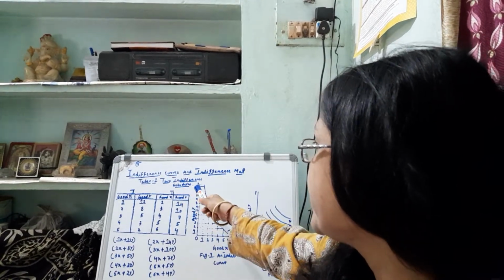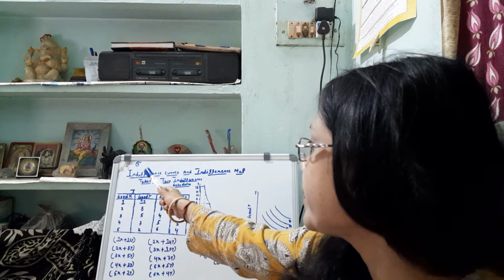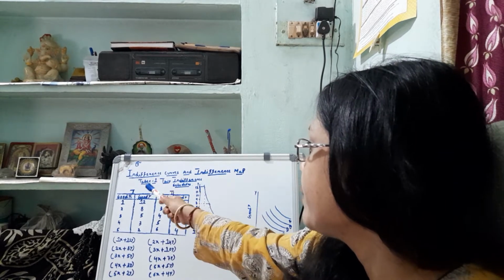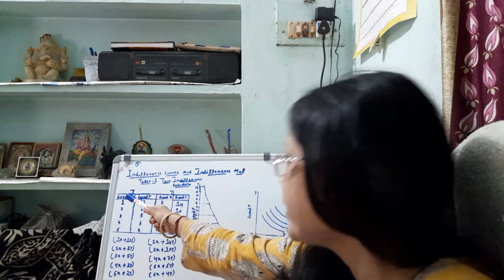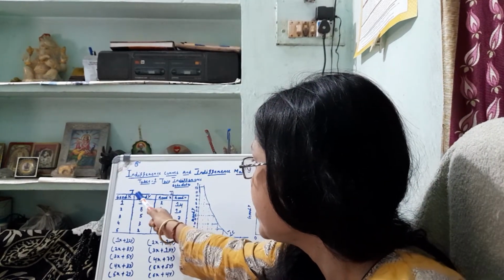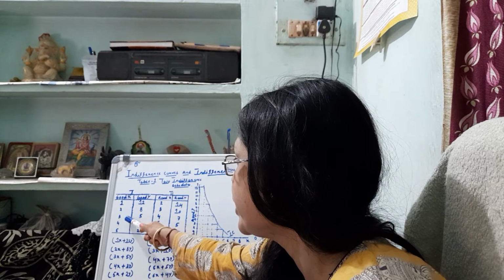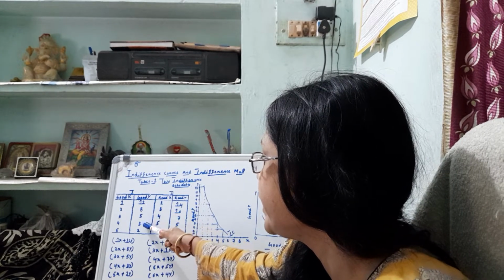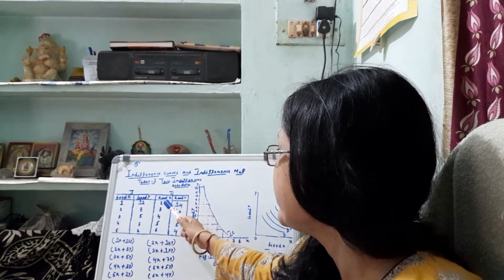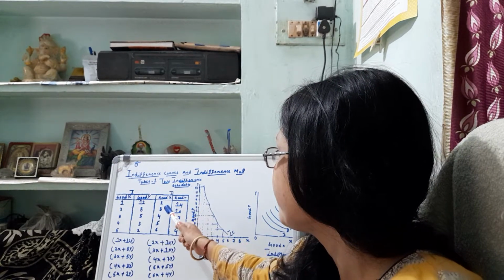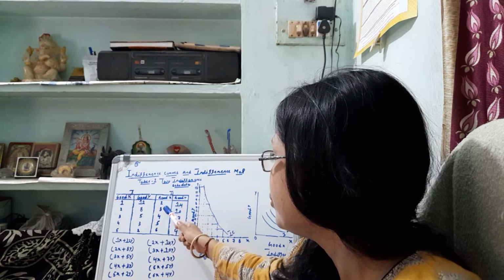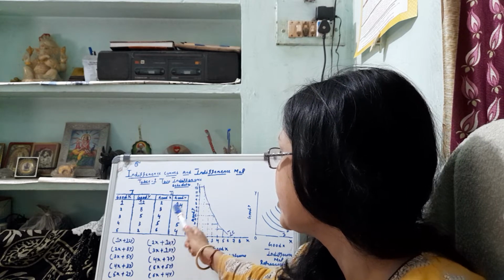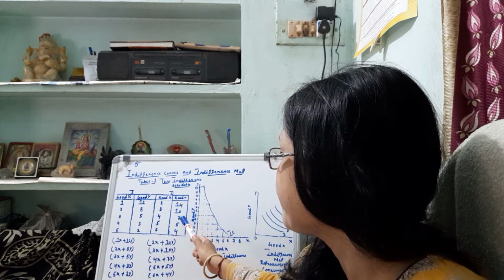Table 1 shows two indifference schedules. First, look at schedule 1. In schedule 1, this is good X and this is good Y. Good X: 1, 2, 3, 4, 5. Good Y: 12, 8, 5, 3, 2. In schedule 2, this is good X and this is good Y. Good X: 2, 3, 4, 5, 6. Good Y: 14, 10, 7, 5, 4.